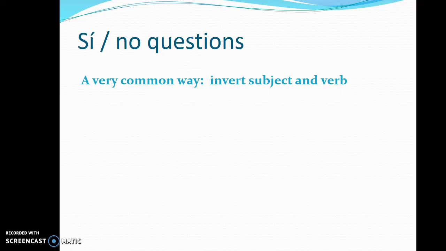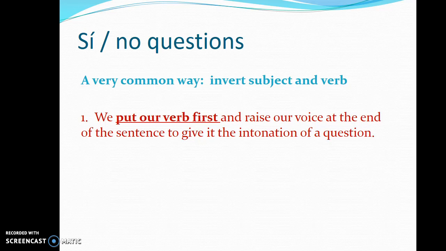Another super common way to ask a sí or no question is to invert or to flip your subject and your verb. So, using that exact same example I just did with Carlos camina al campus, it's really common to flip it to where our verb is first and then we have our subject. So, camina Carlos al campus or camina al campus Carlos. So we basically move Carlos after the verb somewhere in the sentence.